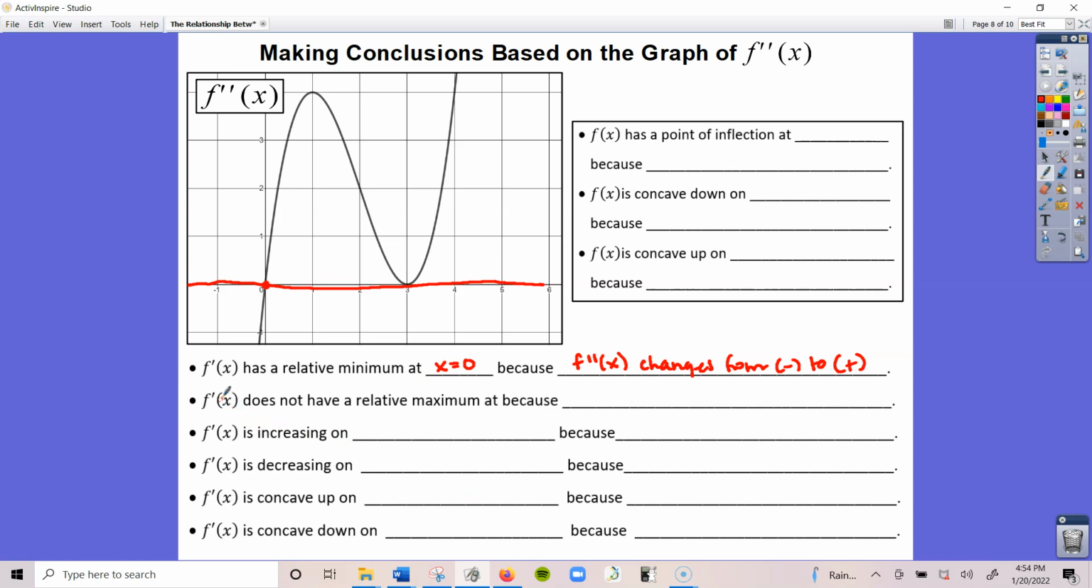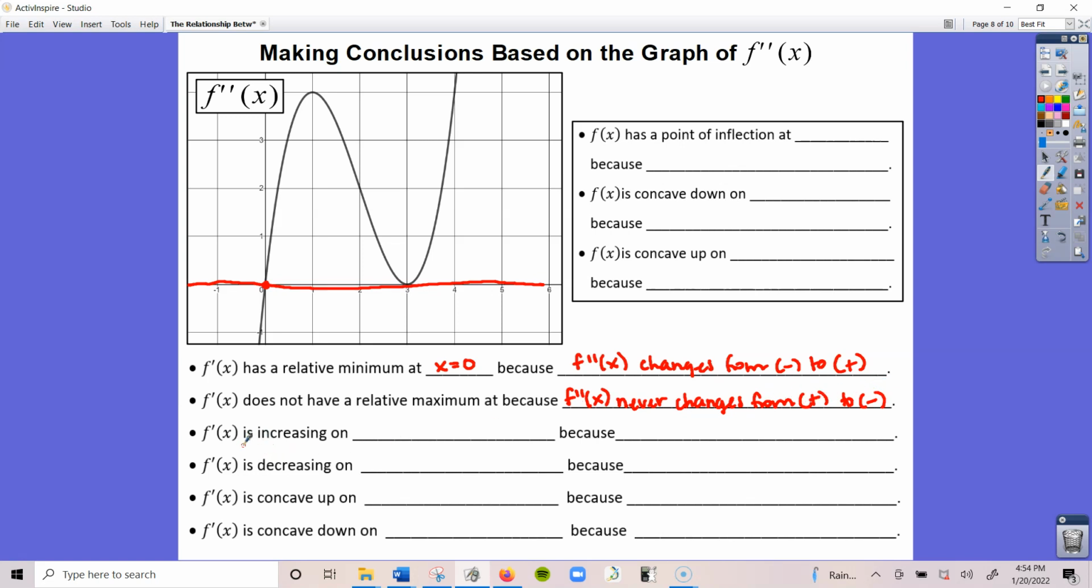Now here I gave you a freebie. F prime of x does not have a relative maximum, and this is because f double prime of x would have to change from positive to negative. But you can see on the graph here that the graph never goes from above the x-axis to below the x-axis. It only goes from below to above. So we would say here that f double prime of x never changes from positive to negative.